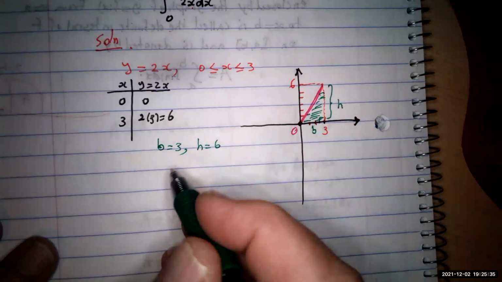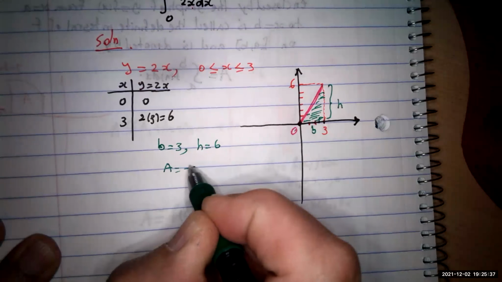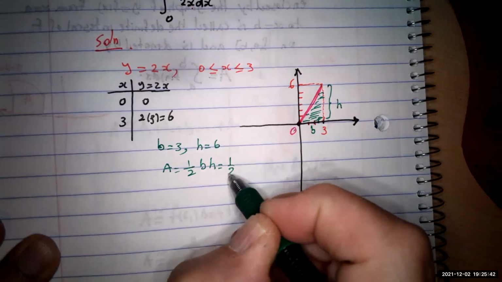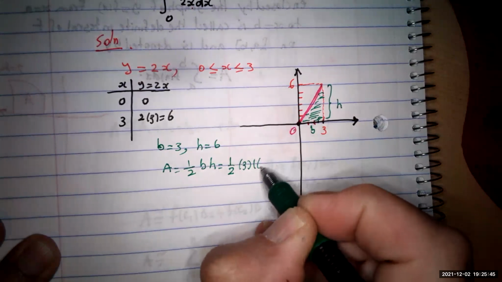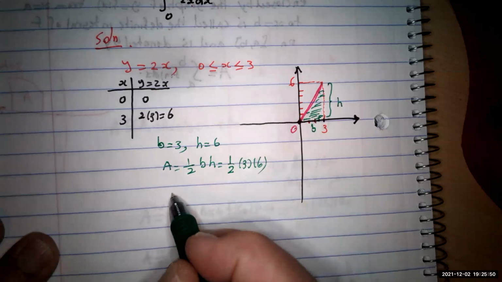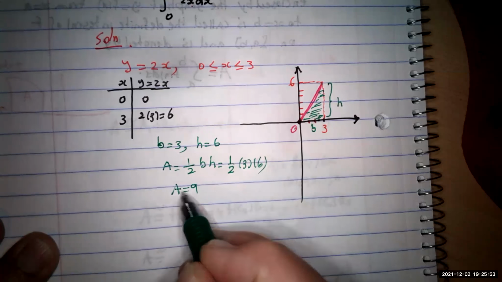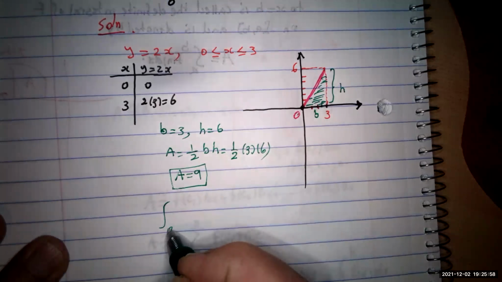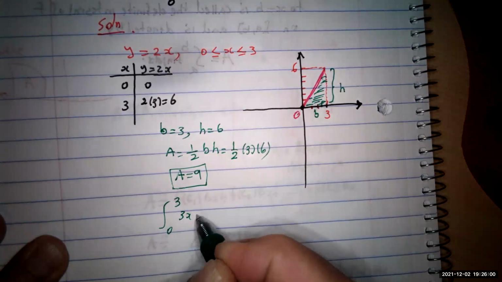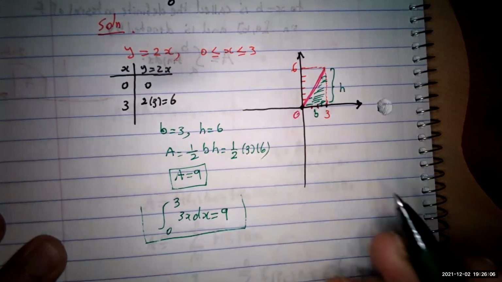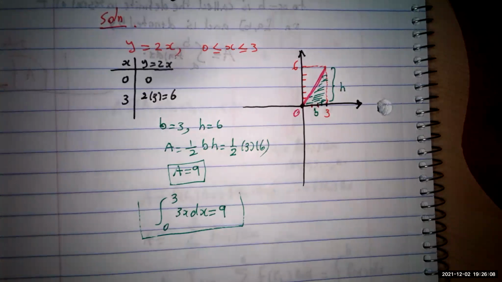So the area in question is going to be 1/2 of B times H. If you substitute, it's 1/2 of B is 3, H is 6. So 3 times 6 would be 18. 18 over 2 would be 9. So the area in question is equal to 9. So the integral from 0 to 3 of 2x dx is equal to 9. The unit of the area, whatever unit you have, is going to be unit squared. Okay, any questions?